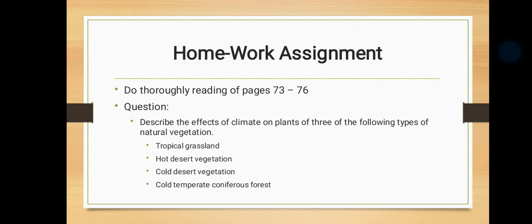Okay, just pick the three that you can write accurately, or you can describe effectively. So you need to describe the effects of climate on plants of three of the following types of natural vegetation. Okay, so you can write it on your notebooks, or you can use separate assignment sheets and just do your work. Okay, and submit it on the portal. And if you have any query regarding your lecture, you can ask freely.